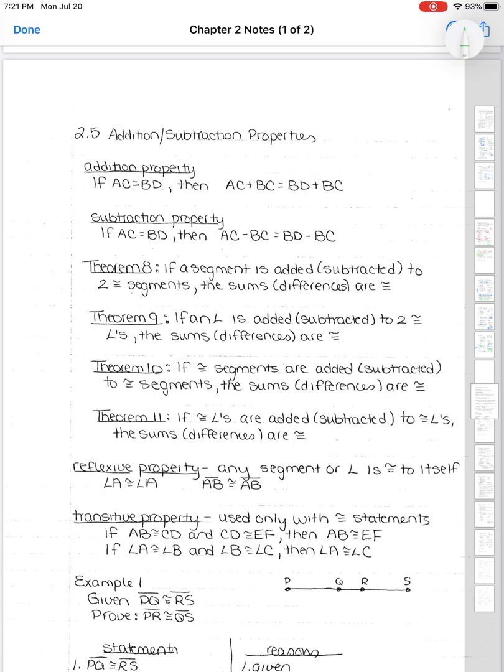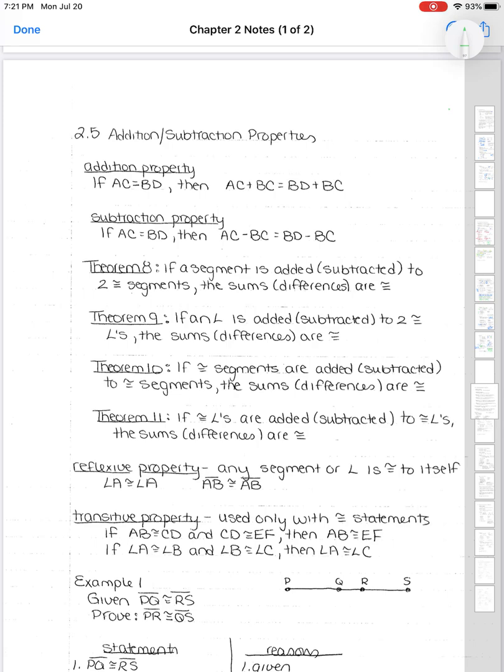So again, please make sure you are writing this out. It is imperative that you write this stuff out because that is the only way that it will stick in your head. Theorem 8, Theorem 9, Theorem 10, and Theorem 11 are just long ways of writing the addition and the subtraction. You do not need to write those theorems out. You can just use the words addition and subtraction.